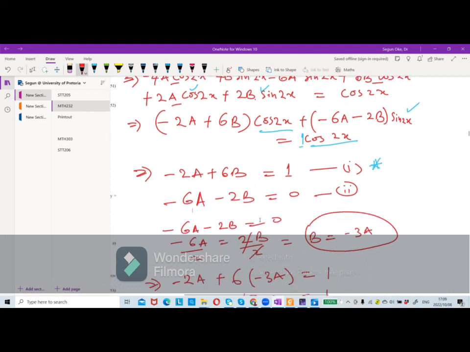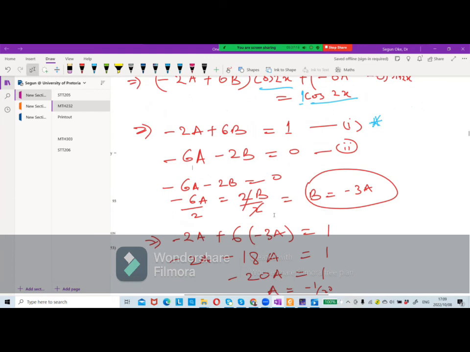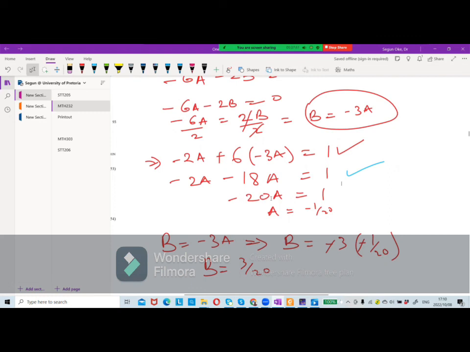Then let's solve for our b, or let's solve for a. It depends on the one that is convenient for you. I think in this case, I can go ahead and solve for my b. So take this one to the other side, divide both sides by 2. So when I divide both sides by 2, I have my b to be negative 3a. I can substitute my b into my equation 1. When you substitute b into equation 1, you have this. Now I have this, open the bracket, I have 20a. So at the end of the day, negative 20a equals 1. So that's what we have.